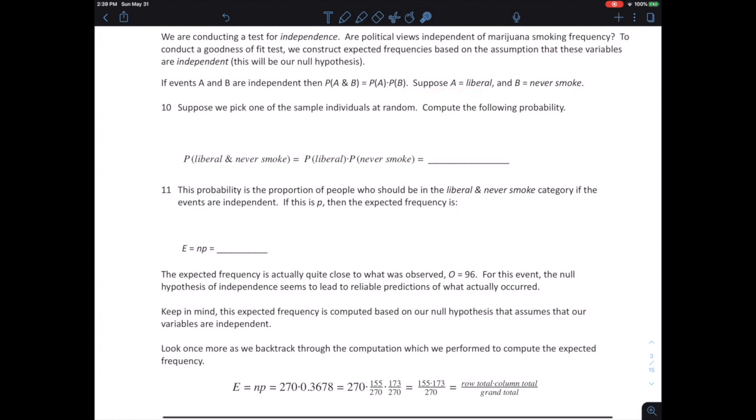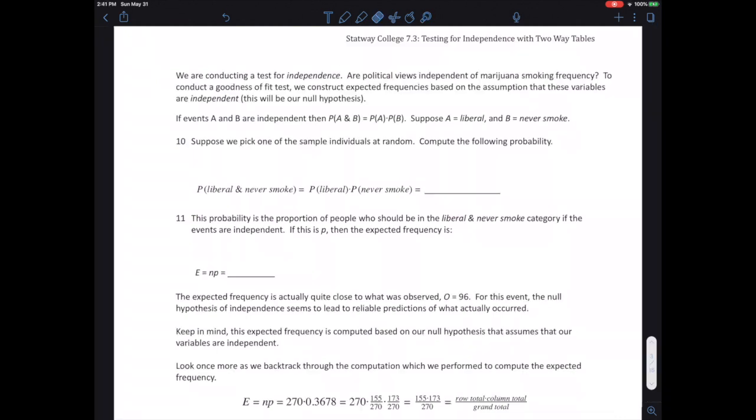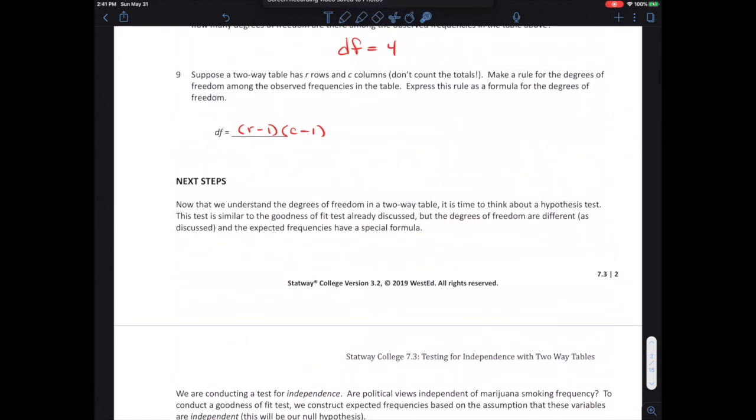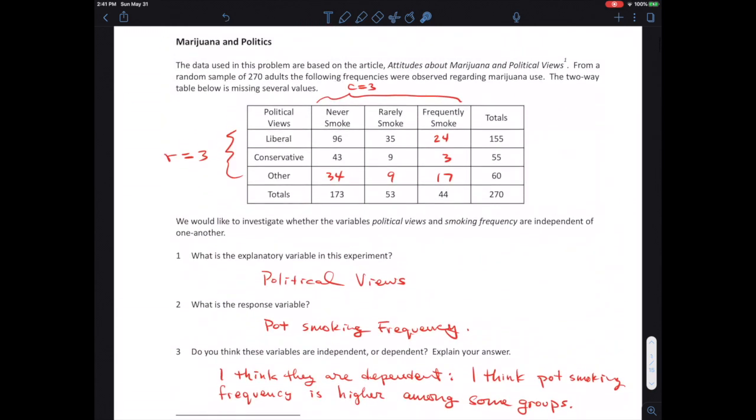So suppose A is liberal and B is never smoke. Suppose we pick one of the sample individuals at random. Compute the following probability. So the probability of being a liberal and never smoking pot is the probability of being a liberal times the probability of never smoking pot if the two events are independent, which is what we're going to assume in our null hypothesis. So let's do the probability of being a liberal first. Going back to the table, probability of being a liberal is the total number of liberals, which is 155 out of the total group, 270. So it's 155 divided by 270.